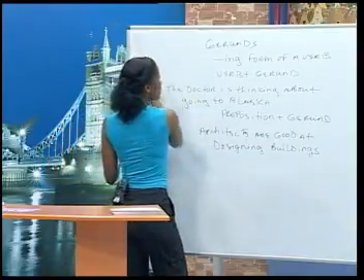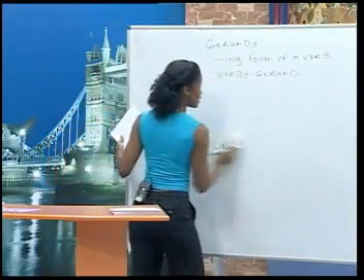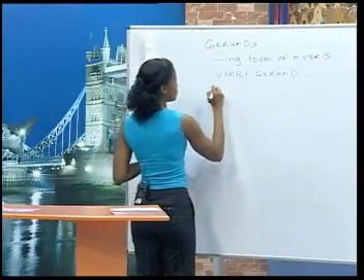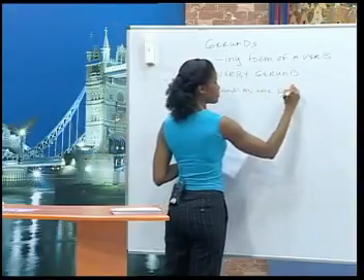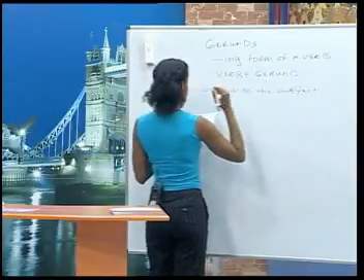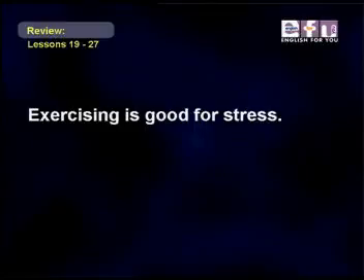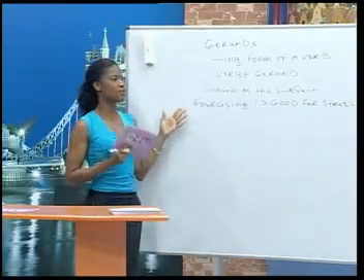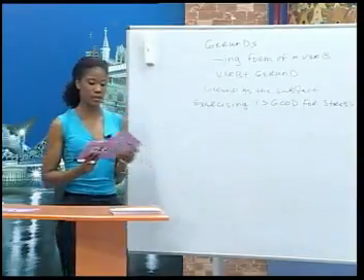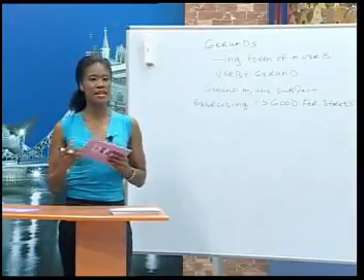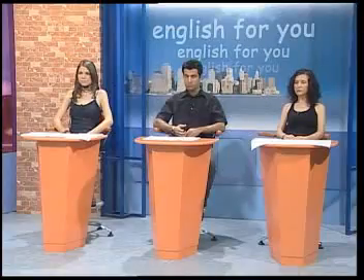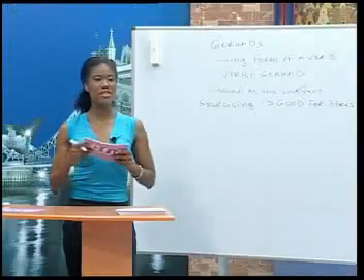Okay, or a gerund can be the subject of a sentence. Okay, gerund as the subject. For example, our first sentence, exercising is good for stress. Okay? Exercising is good for stress, so your gerund as the subject. Okay, now we're ready to practice gerunds. Now, let's each say a sentence using a gerund, okay? Okay, Alberto, you go first.